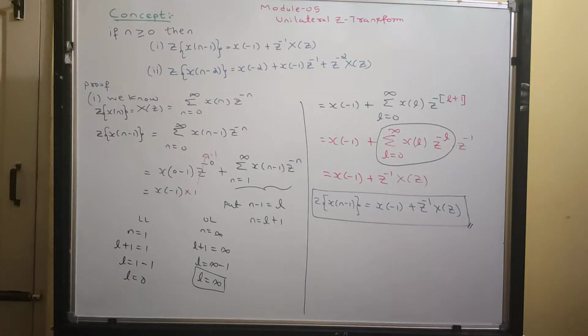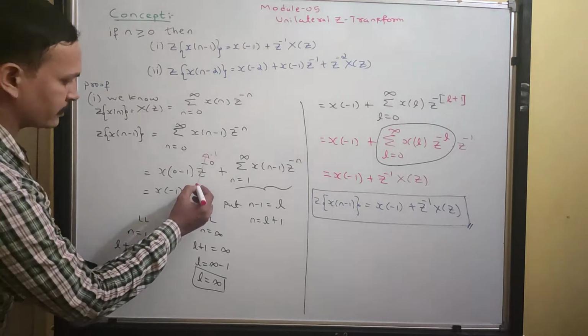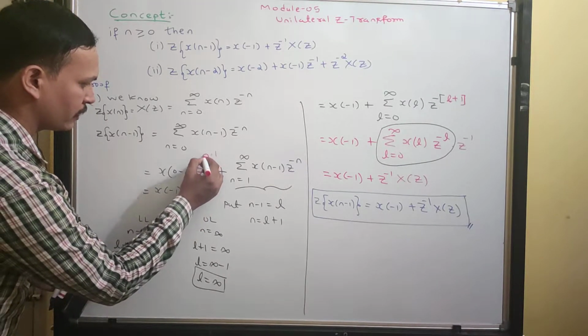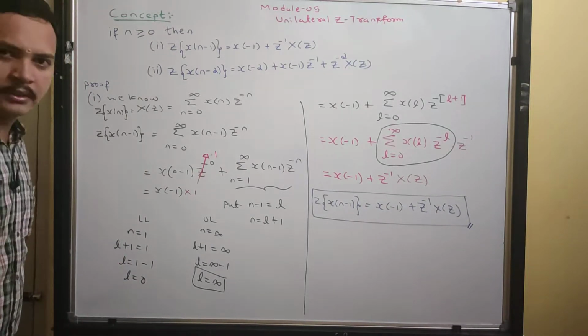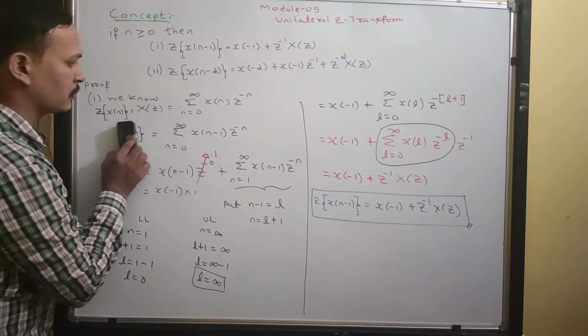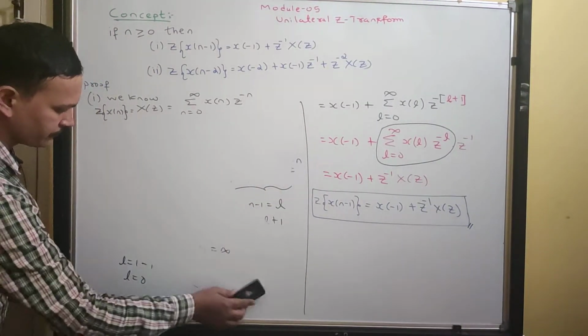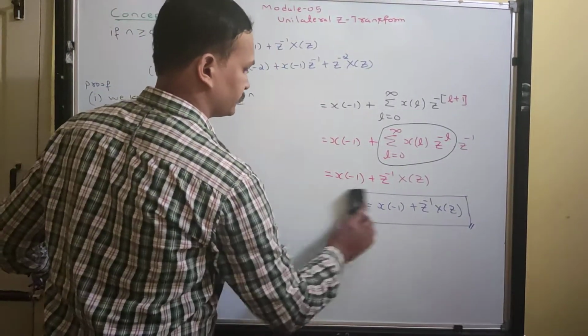Pause the video and then copy down. So this part will become 1, z power minus 0, this will become 1. Guys, pause the video and then copy down. So next, I am going to prove another one. Next one. So pause the video and then copy down.